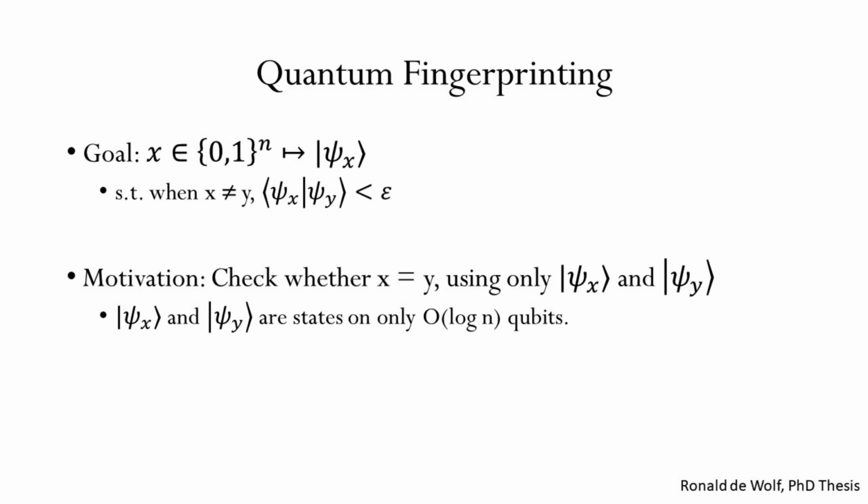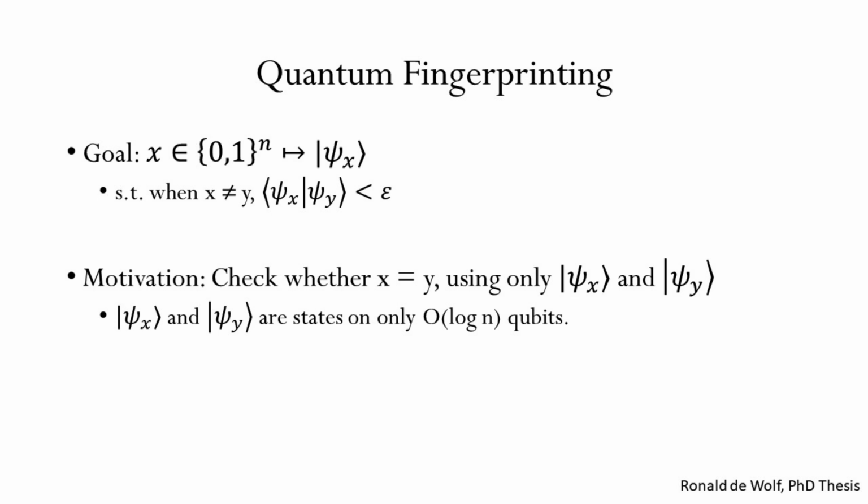Our goal is to map bit strings that are n bits long to some quantum states. We want our map to have the property that for two bit strings x not equal to y, the inner product between the quantum states is small. The property of small inner products will allow us to distinguish the states with high probability, using the swap test, for example, but I will not talk about the details of that in this video.